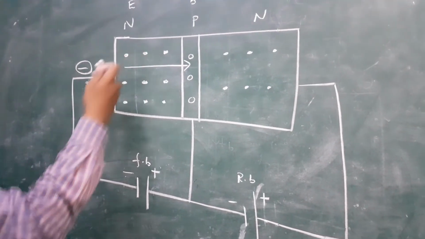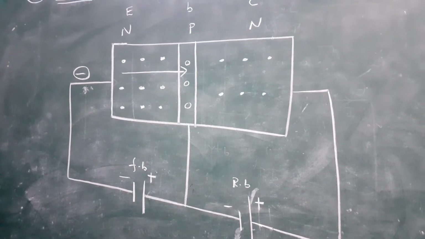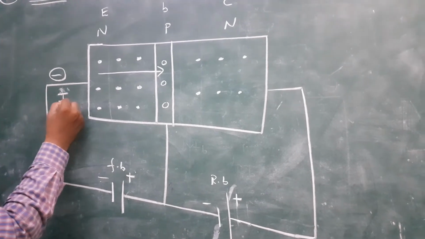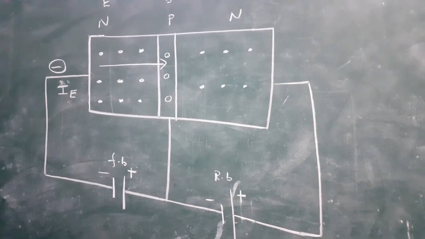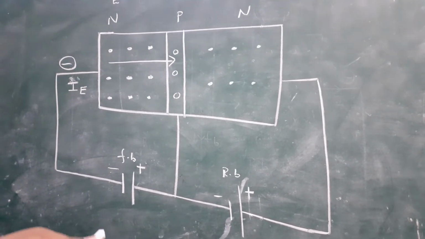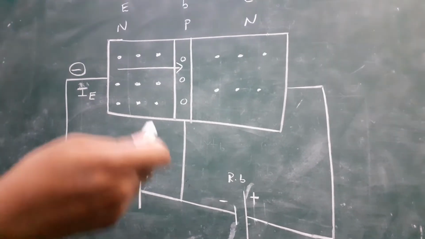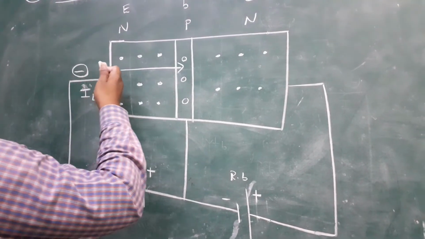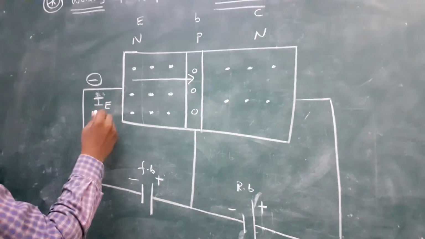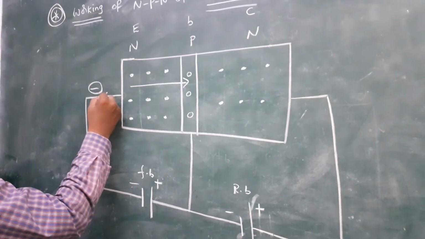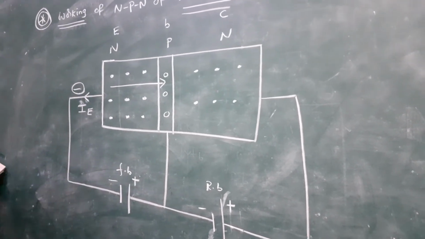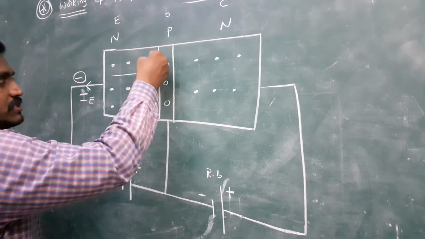This constitutes a current. That current is called the emitter current, IE. Current direction is always in the same direction as holes, opposite to the direction of electrons. Here electrons move towards the right, so current direction is towards the left. This is the direction of current.